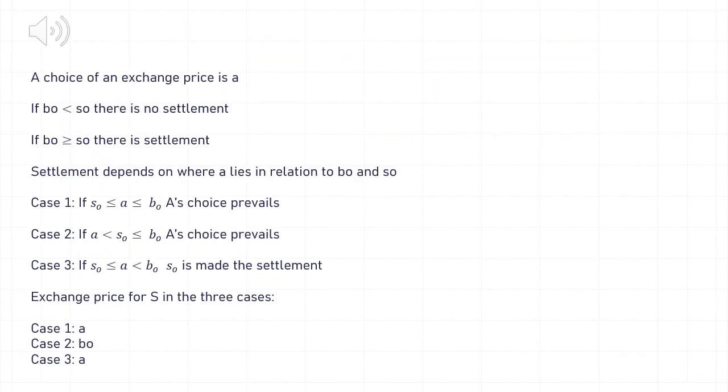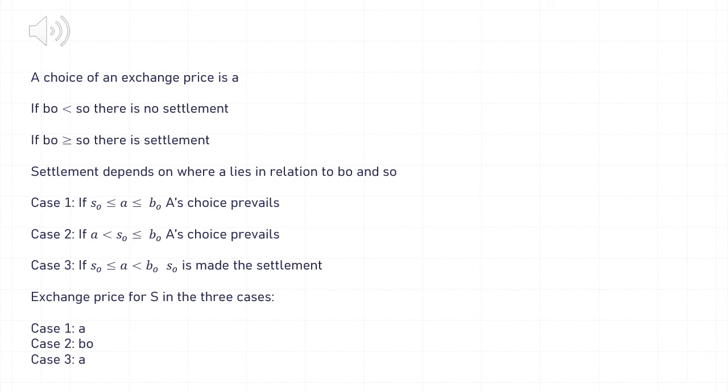A's choice of an extant price: if B is less than S, there is no settlement. If B is greater than or equal to S, there is a settlement. Settlement depends on where A lies in relationship to B and S. Case 1: if S is less than or equal to A, less than or equal to B, A's choice prevails.